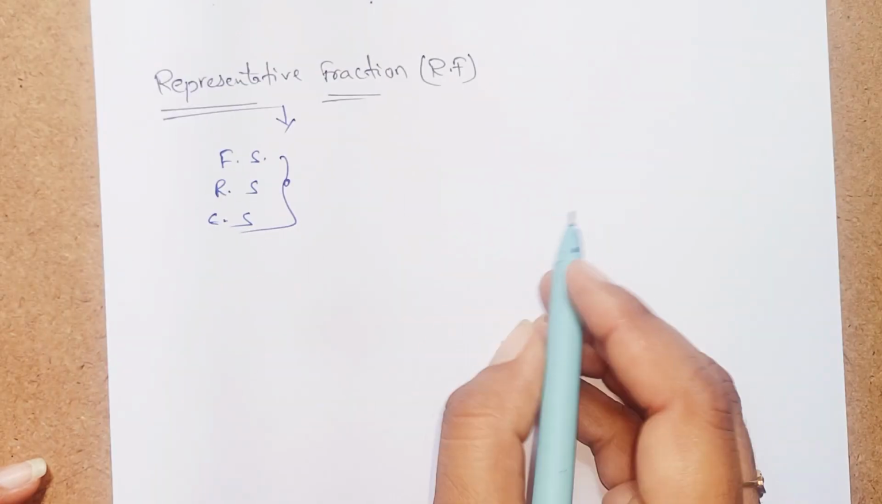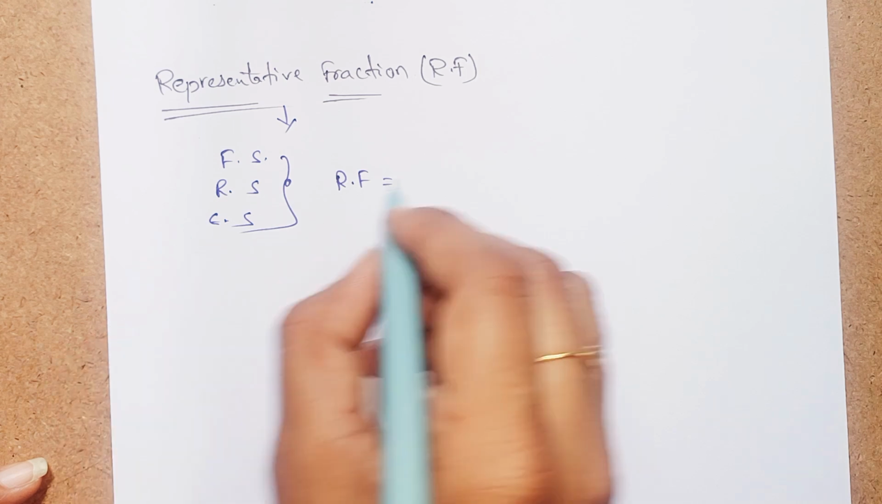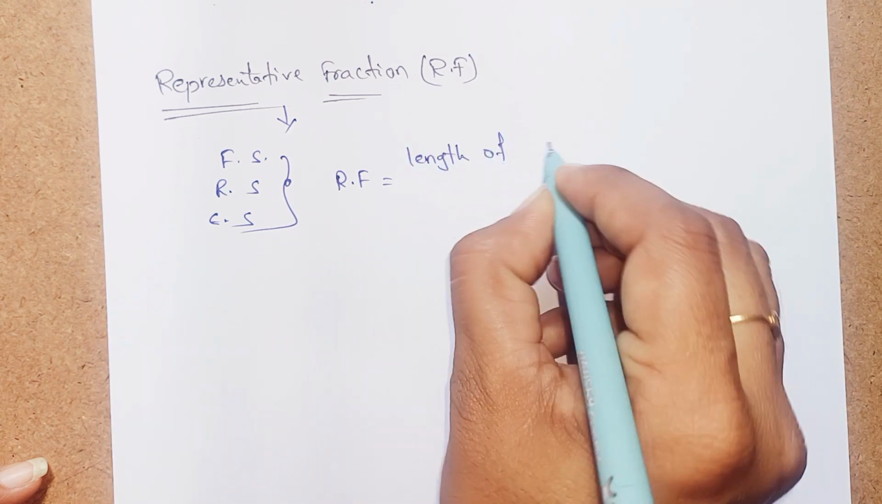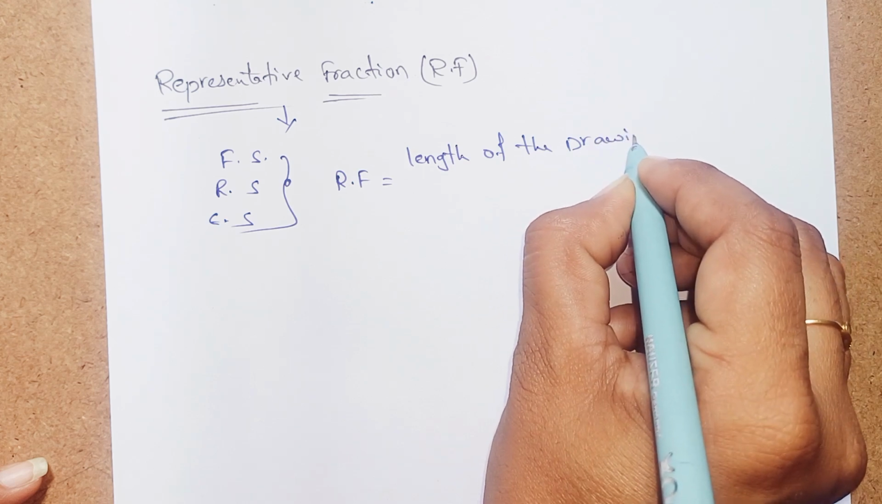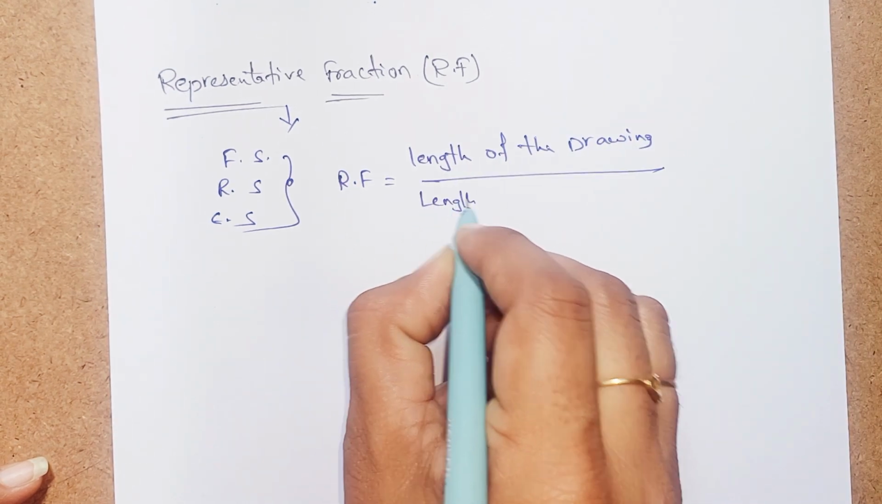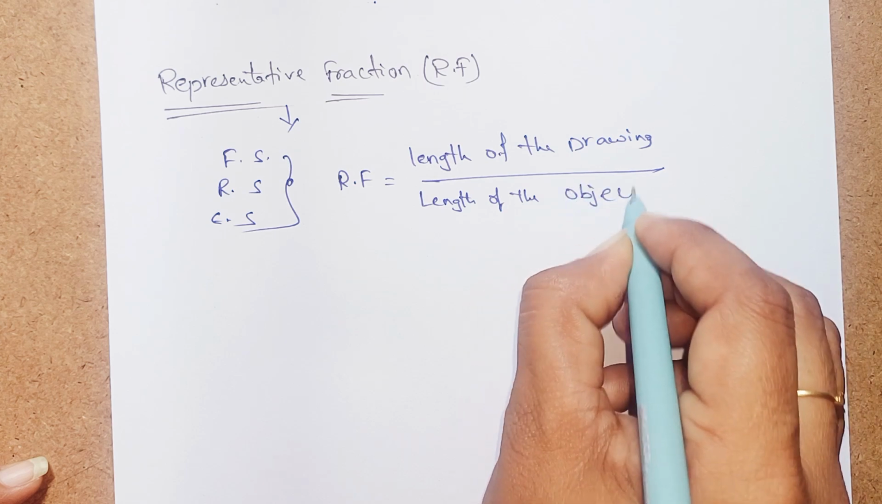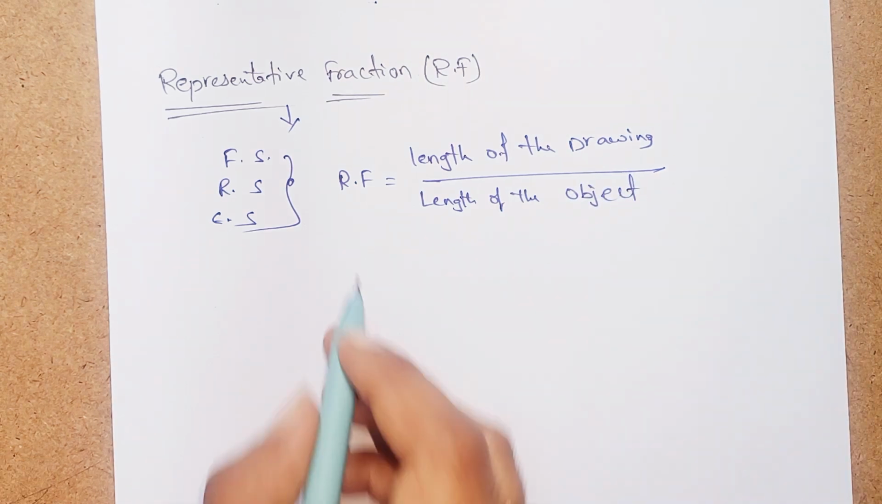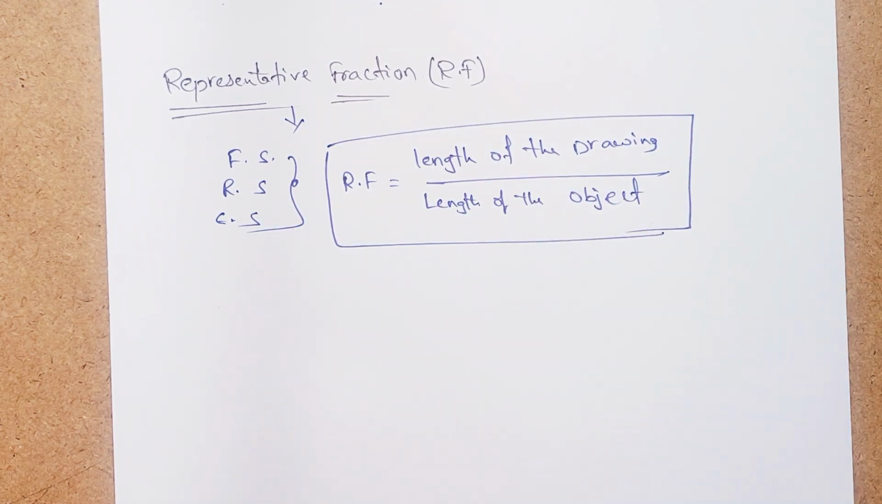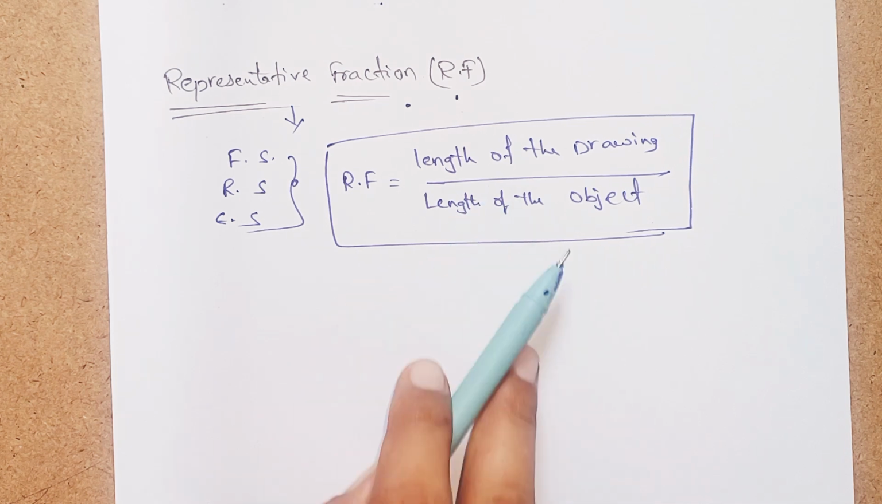And there is a formula. RF is nothing but representative factor, length of the drawing by length of the object. This is very important, and this is the basic concept of representing the scale. So in construction of scales, you are selecting full size, reducing or enlarging scales, and you have to identify which type of scale. That is the representative fraction. RF is length of the drawing by length of the object.